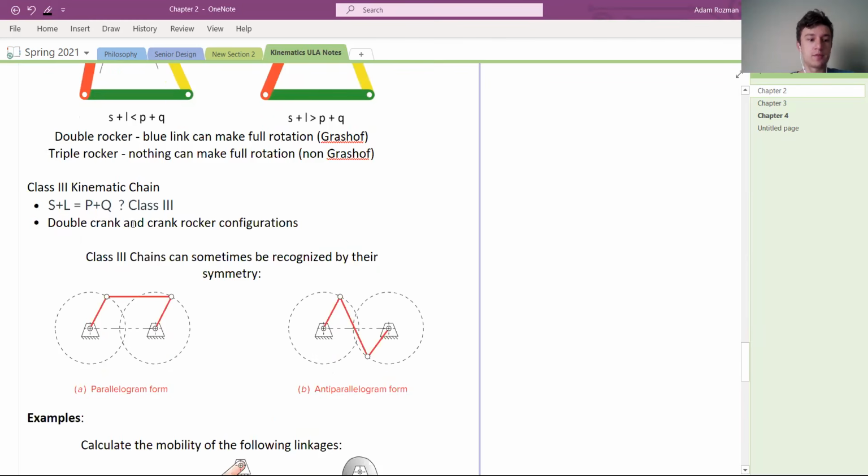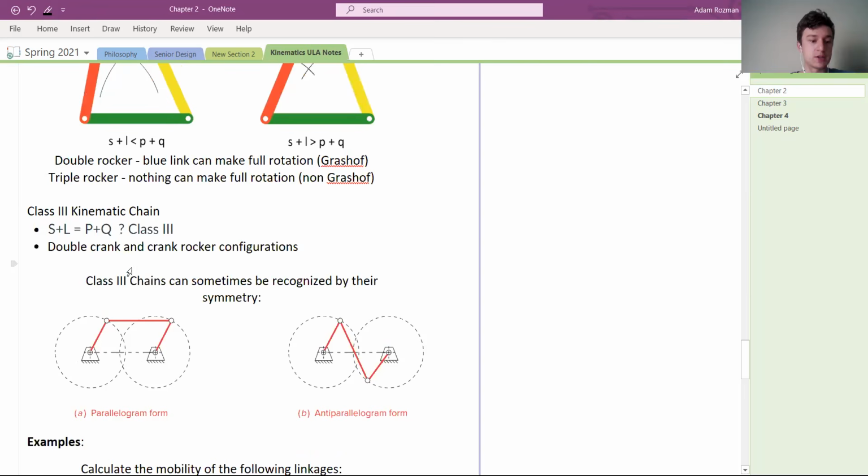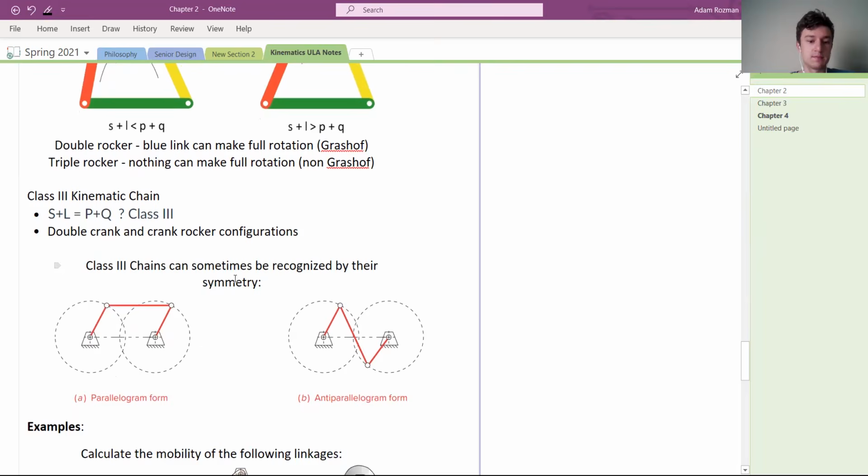Class 3 kinematic chain, it is Grashof. It's just kind of a specific case where it'll only be the double crank and crank rocker. And you can often identify these by the geometry. They'll be like a parallelogram and have symmetry, or else sometimes they'll be kind of crossed like this. And there are a couple other variations of those, but they're a little less common, I'd say.